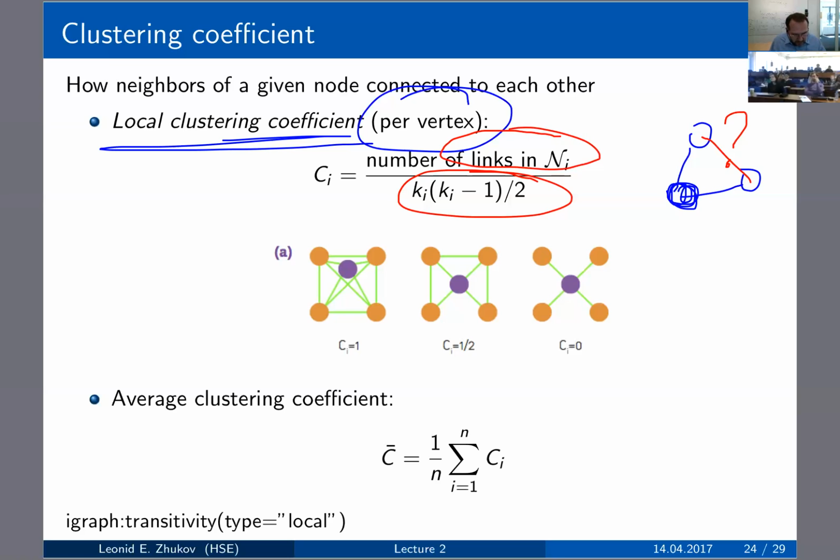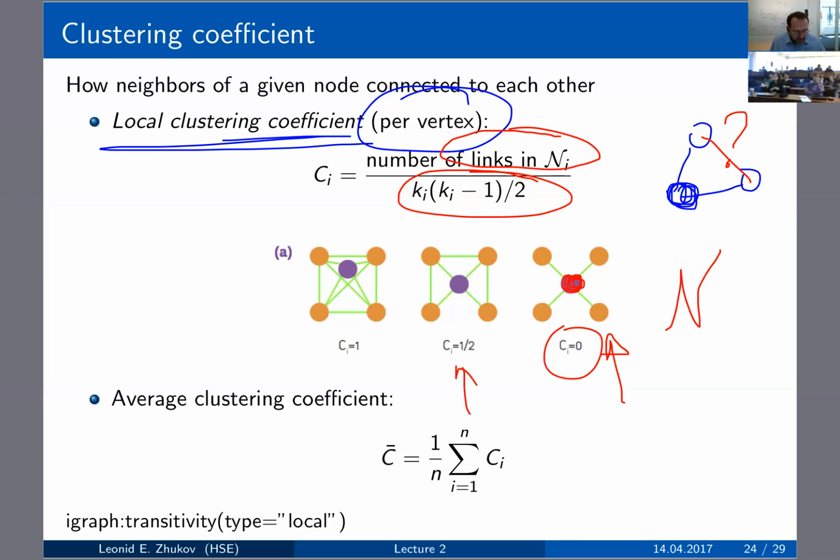If we look at this graph and calculate the clustering coefficient for this very central node, the central node has 4 neighbors, so it has 4 friends, and neither of them knows each other. There are no links between them. So these 4 guys are the neighborhood, N, of this central node, and there are no links there. So the clustering coefficient for this node is equal to 0, because none of its neighbors are connected.